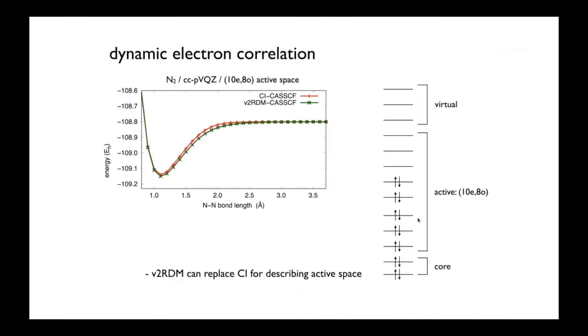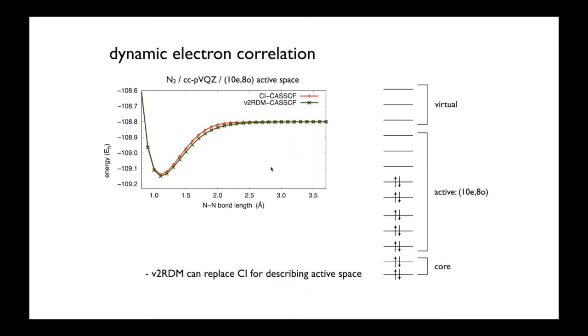Okay, let's see. I've been going for almost 40 minutes, so I'll just say a few words quickly about dynamical correlation effects and how we can try to account for those in using v2RDM-CASSCF. So here's a familiar curve, N2 dissociation with a full valence active space. We do a reasonable job of reproducing CASSCF here. This is with 2-body constraints. You can see there's some error in the spin recoupling region.